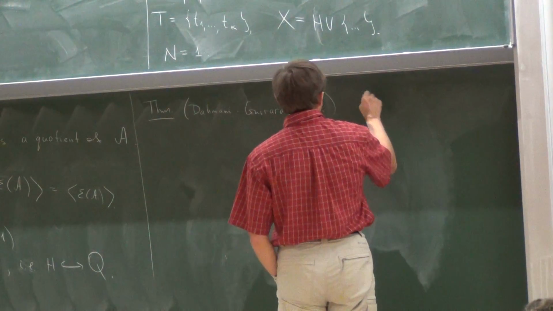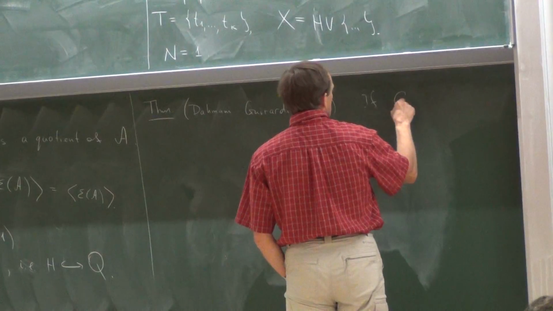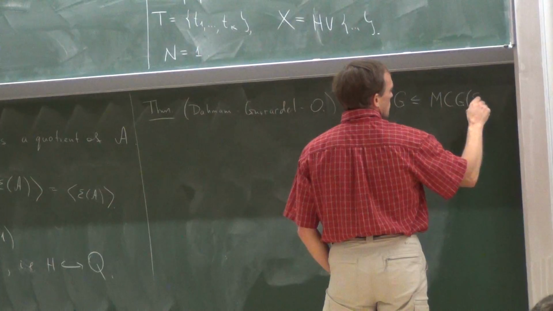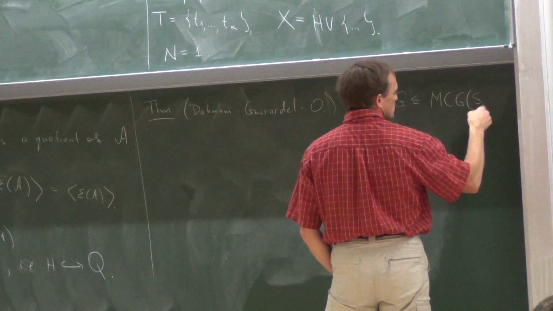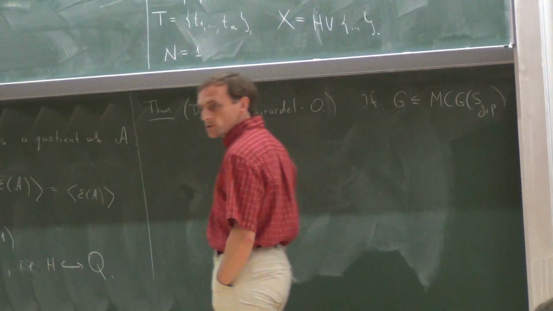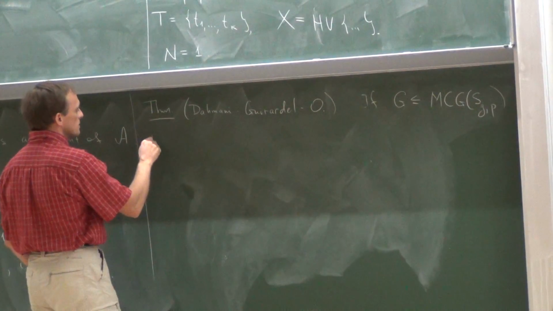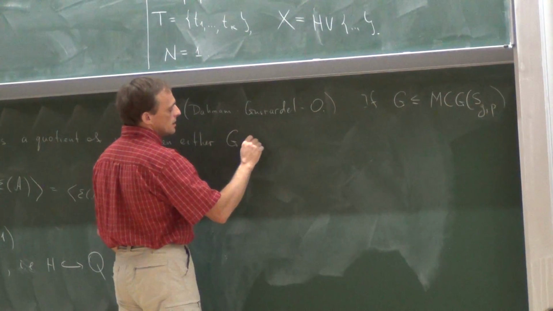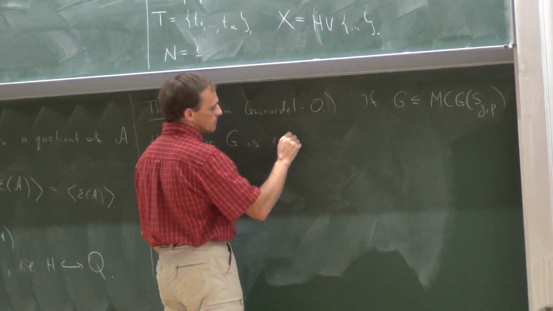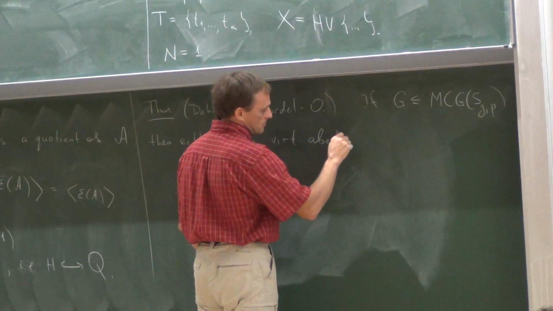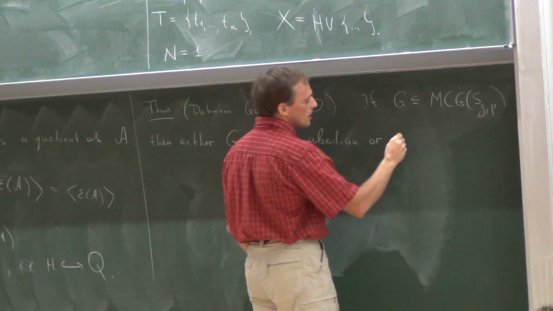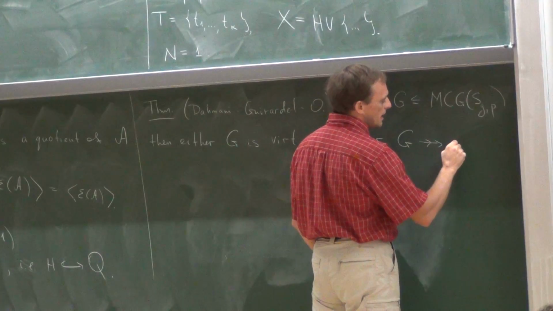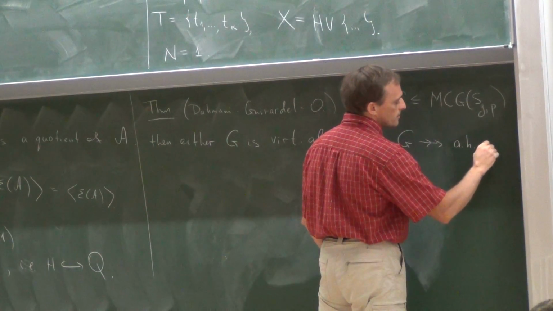Which says that if G is a subgroup of a mapping class group of a surface with genus g and p punctures, no restrictions on genus and punctures, then either G is virtually abelian or G surjects onto an acylindrically hyperbolic group.